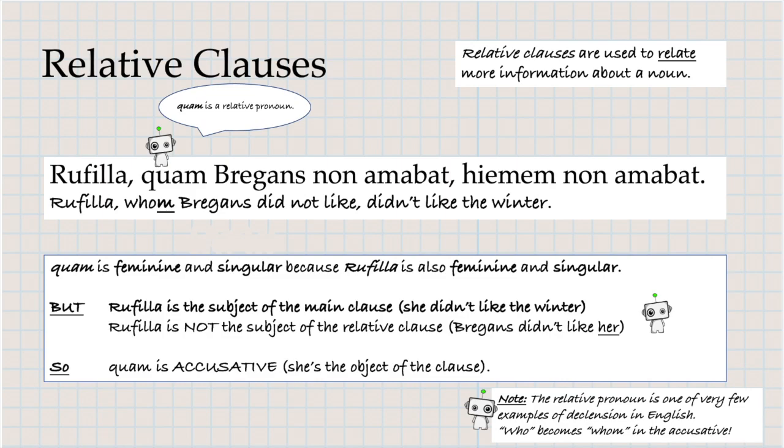Now we've got a slightly different example. Rufilla, whom Bregans did not like, didn't like the winter. Quam is feminine and singular because Rufilla is also feminine and singular. Rufilla is the subject of the main clause, Rufilla didn't like the winter, but she's not the subject of the relative clause. Bregans is the one who doesn't like her. So, quam needs to be accusative. It's got that magic M on the end that shows it's happening to her, happening to Rufilla. Notice even in English we add that magic M, whom.